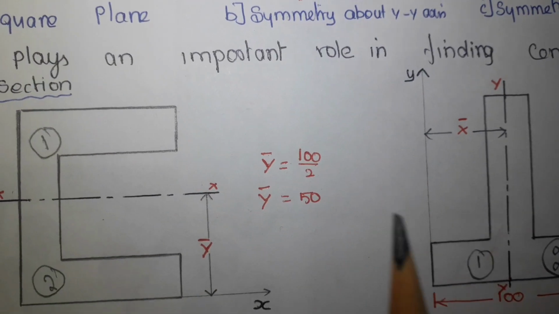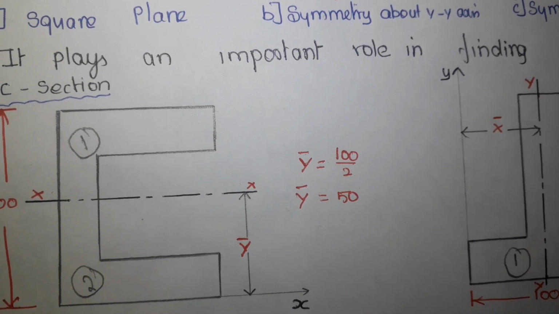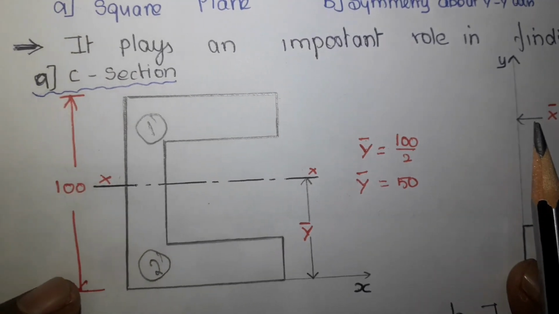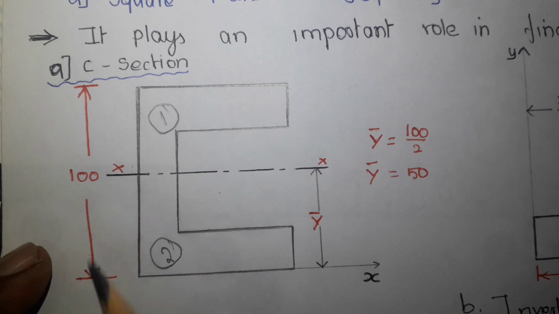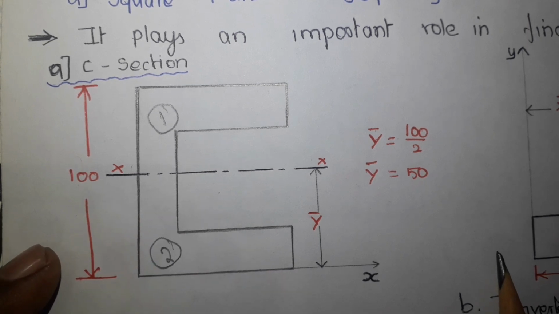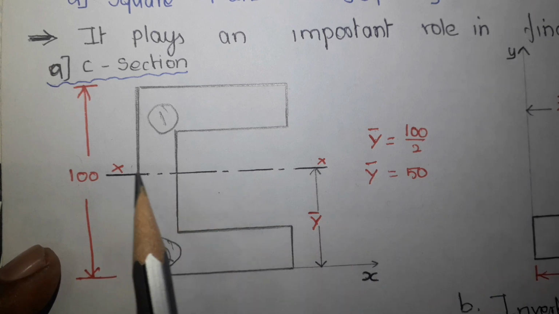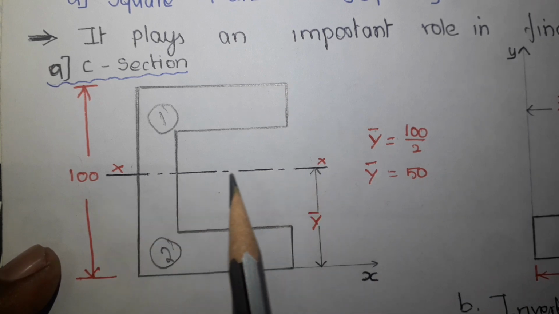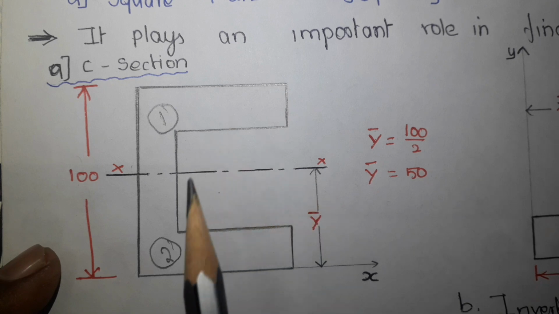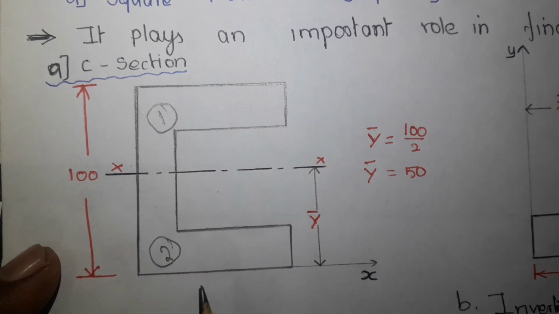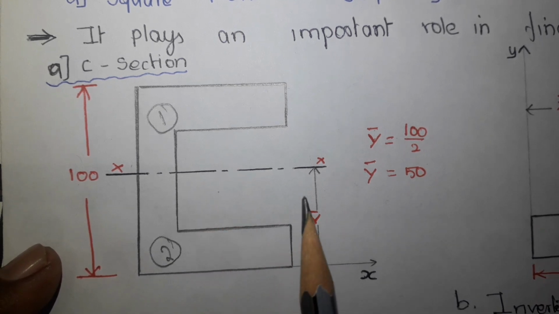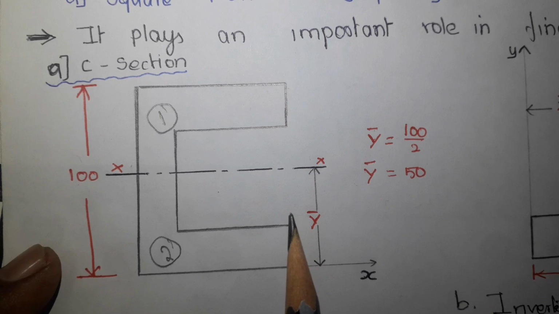Now let us take three sections and we will find whether each section is axisymmetric or not. Now let us take a C section, and this side has the dimension of 100. Now I am going to cut this C section into two parts with respect to the x axis. So this is the x axis. Now I am going to cut this into two parts. So this is the first part and this is the second part. Now if you look closely, these two are symmetrical with each other.